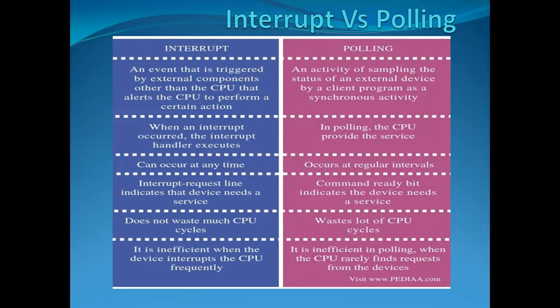An interrupt is an efficient way when a device interrupts the CPU frequently. Polling is inefficient when the CPU rarely finds a request from the devices.